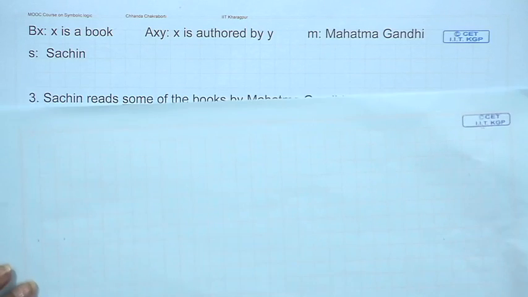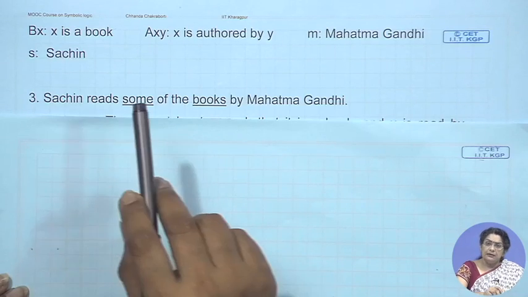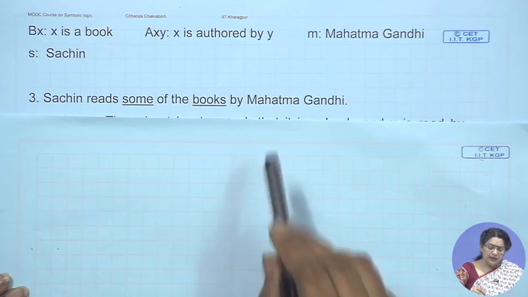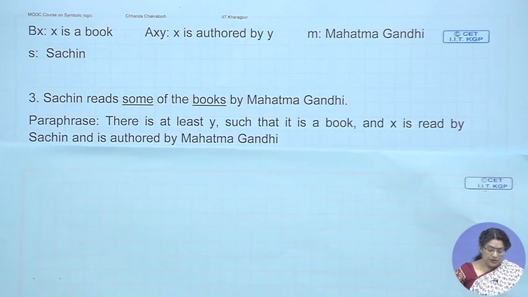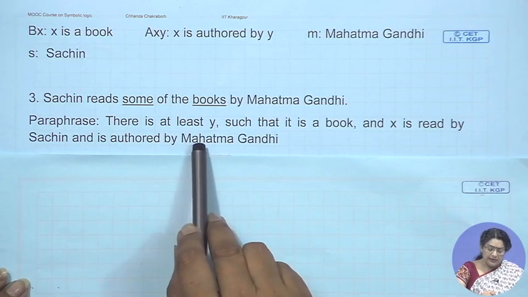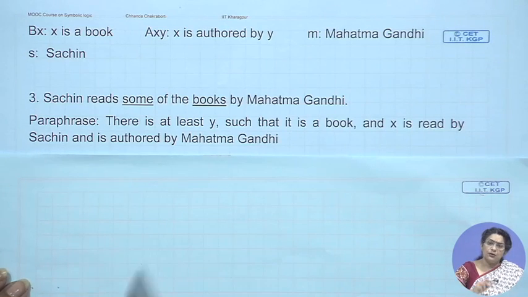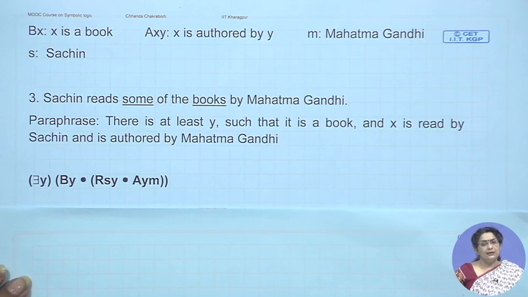Okay. This is how we will move from here, and this is the last one, very last one for this module, that suppose we have Sachin reads some of the books by Mahatma Gandhi. Sachin again not quantifiable, but the books are. Mahatma Gandhi is also not quantifiable, but the books are. So, some books are such that they are read by Sachin, and some books are such that they are authored by Mahatma Gandhi. So, this is how we will read it. There is at least one y such that it is a book, it is read by Sachin and is authored by Mahatma Gandhi, and our translation will look like so.